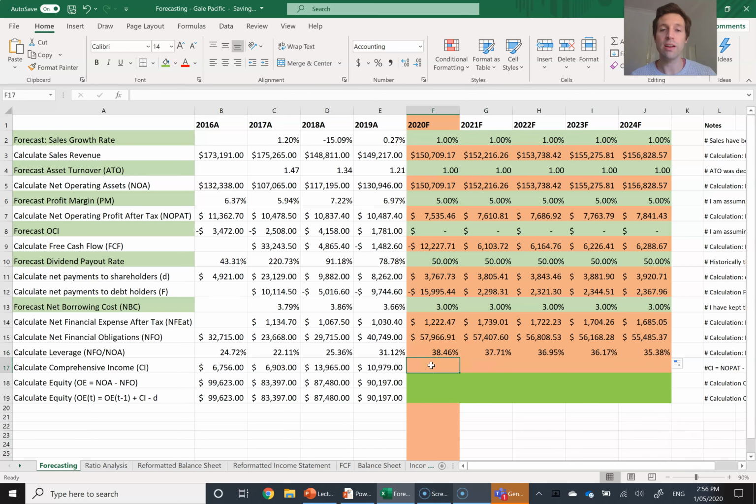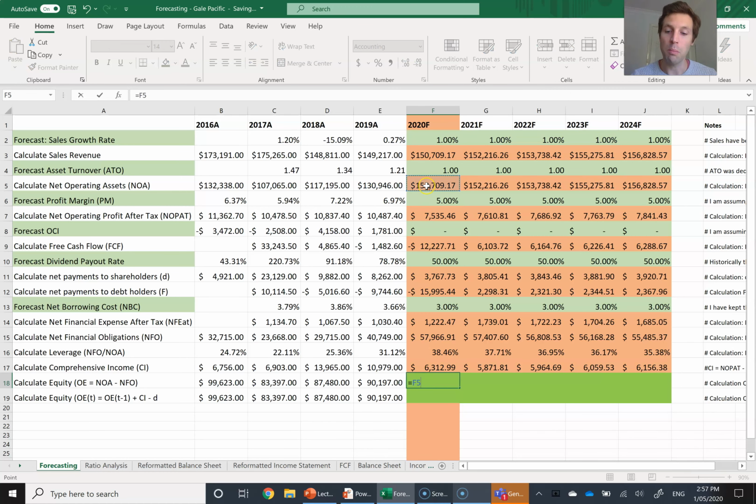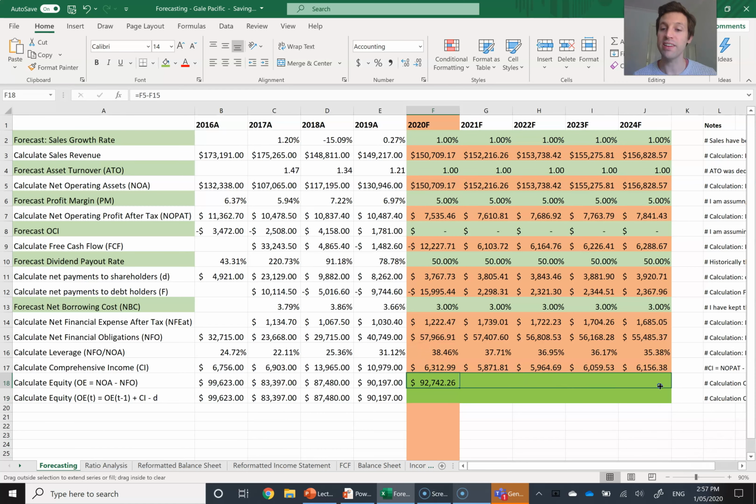We're now finished forecasting all the financing activities of the business, so we can finish off our forecast spreadsheet by calculating comprehensive income. I'm going to take my NOPAT up here and minus off my net financial expense after tax, and I get my forecast comprehensive income. I then finish off with equity: net operating assets, minus net financial obligations, will give me my equity. And remember, we can calculate equity using 2 methods, so we'll do both methods.